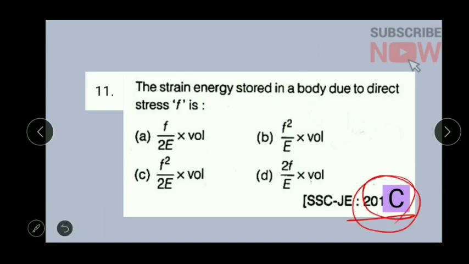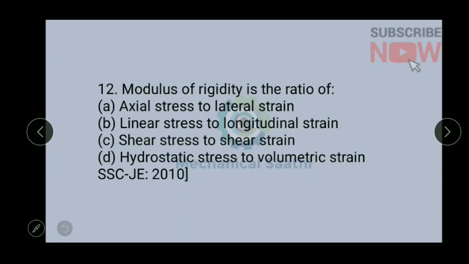Moving towards the next question, question number 12. The modulus of rigidity is the ratio of what? The modulus of rigidity is the ratio of shear stress to shear strain, that is known as the modulus of rigidity, or we can say shear modulus. So here you can say the C option is matching with our answer. So the C option is the correct one.